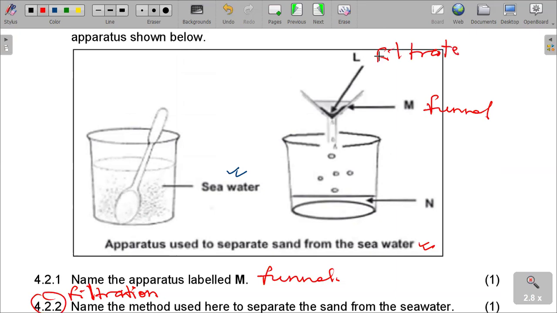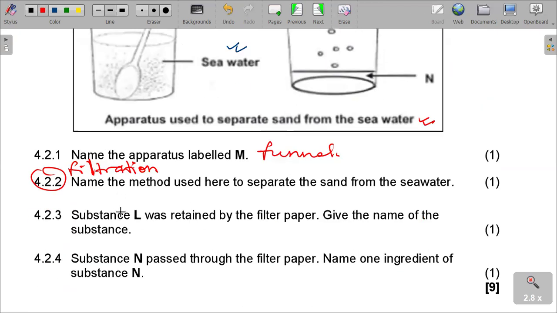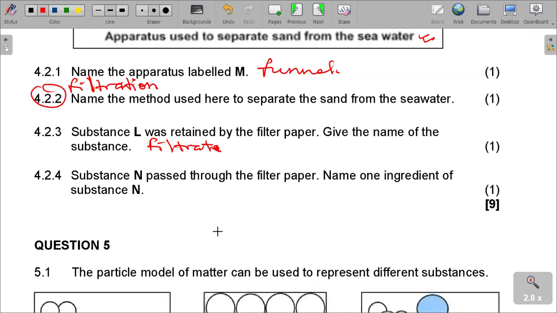It is the filtrate that is shown there. L is the filtrate, which cannot pass through the filter. I mean, it cannot pass through. And then substance N passes through the filter paper.